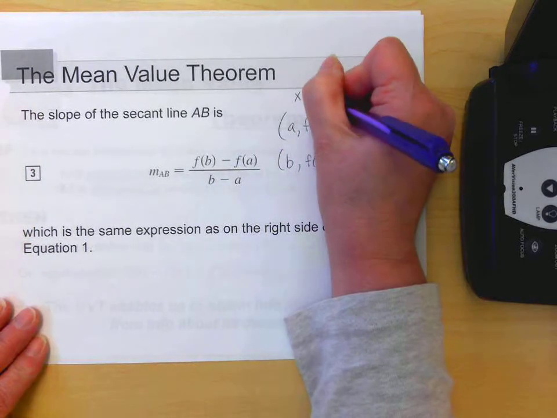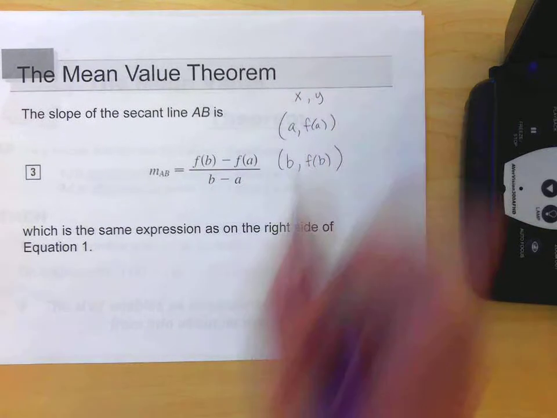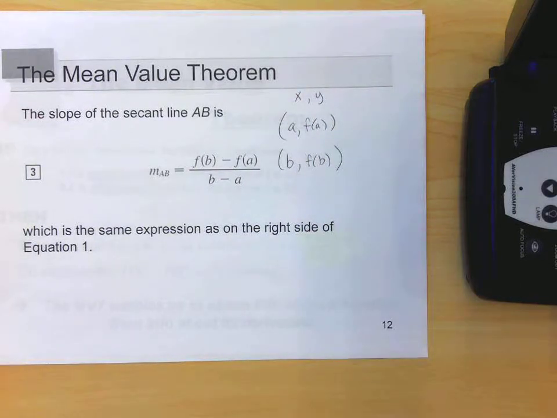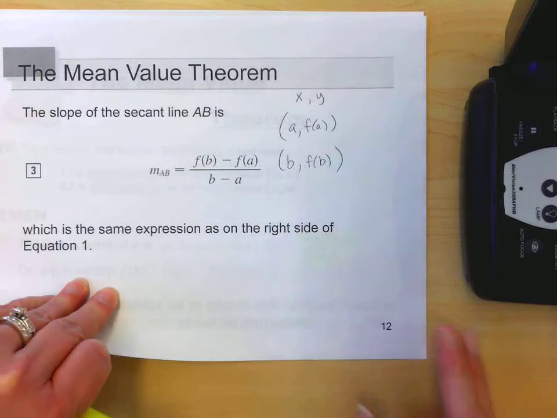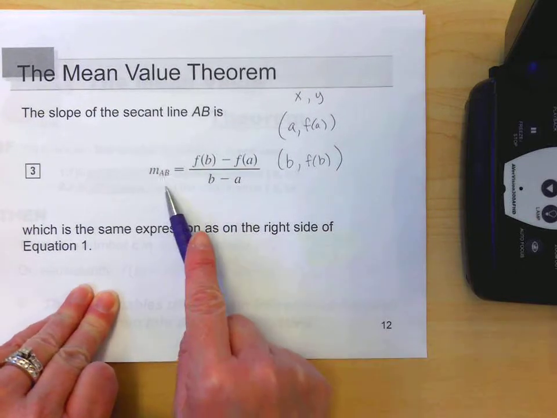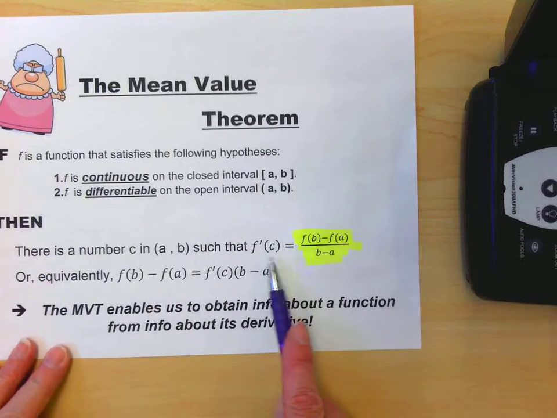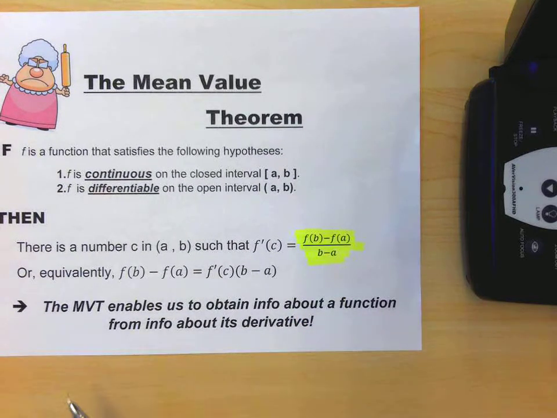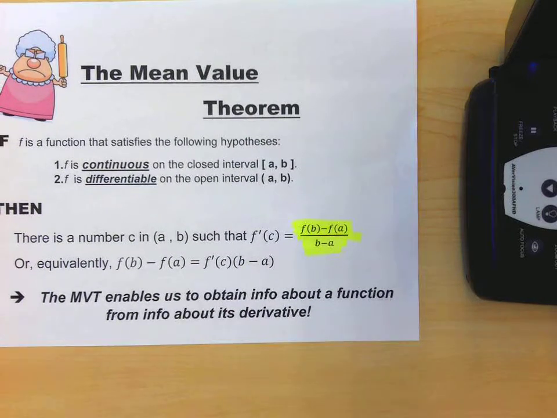So given these two x's and two y's, the slope between those two endpoints, our a and our b, is going to be equivalent to the derivative. Or equivalently, if we put this in point-slope form, we'd have f of b minus f of a equals f prime of c times b minus a. And again, let me remind you of the purpose of the mean value theorem: it enables information about a function by using its derivative.